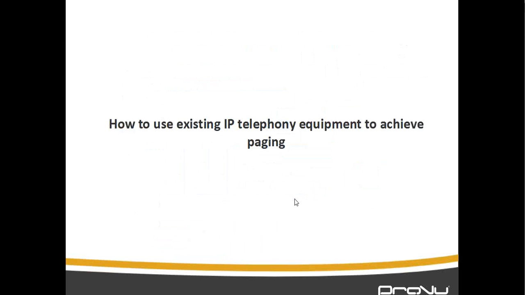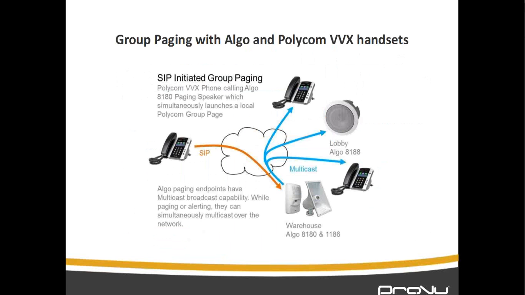So that's pretty much it. It's quite simple and easy to achieve. The next scenario I'll cover is how you can achieve multicast paging using your existing IP infrastructure. There are quite a few different things you can do with it, but I will mainly cover Polycom today with Algos, because we've covered one with the 2N device anyway.